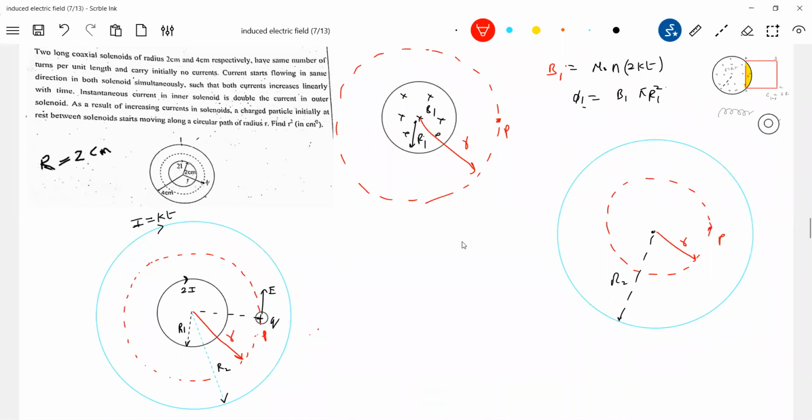Now what is the flux linking it? First calculate. So what is the current? Current is I equal to kt. And how will it produce B bar? B bar everywhere it will be blue color one. Now write it. What is the flux linking it? Flux linking due to this second solenoid, phi 2, should be equal to effective area pi r square only. There it was pi R1 square.